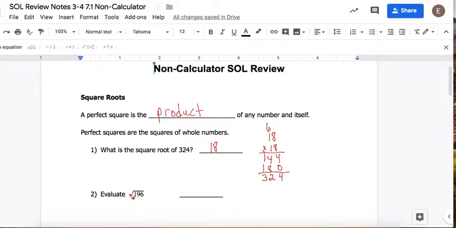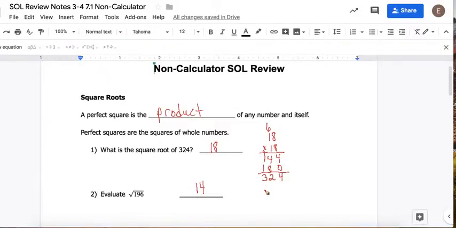Now it says evaluate. I'm using the symbol square root of 196. So it's just asking me what number times itself equals 196. Well, 4 times 4 is 16, so we could look at 14, because 4 times 4 is 16, and that ends in a 6. And 6 times 6 is 36, so we could also look at 16 times 16 as well. So we think that the answer might be 14.